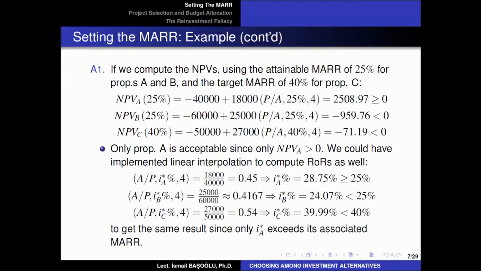And finally, based on the annual revenue to the initial expenses, the capital recovery factor must be equal to 0.54 for 4 years, and this is possible for an interest rate that is approximately 39.99%. And as you can see, this value, even though it is less than 40%, which is the target rate, is very, very close to 40%.